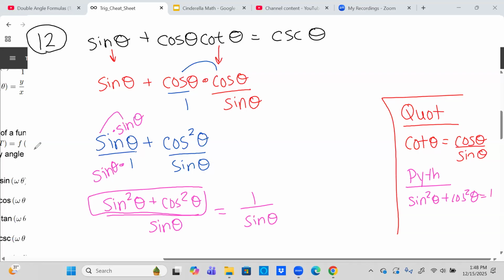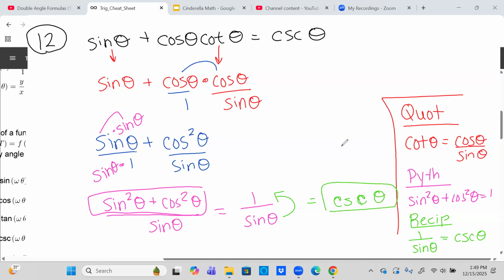And again, you either know this next part or you come to the reciprocal identity. 1 over sine is cosecant. So this will flip up and be cosecant. Ugh, the pen, sorry. Doesn't like C's. There we go. Answer and proved. That was 12.